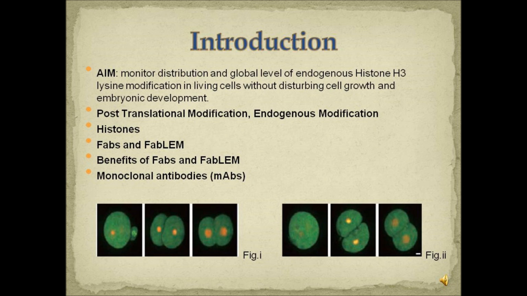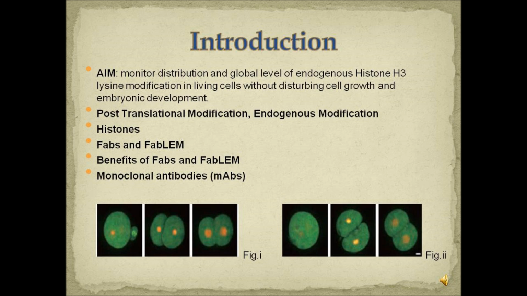These modifications are collectively known as post-translational modifications. A few processes include acetylation and methylation. These steps are important in cell signaling and metabolism, and also help to maintain gene expression and genome integrity.